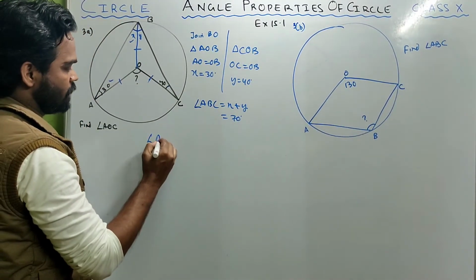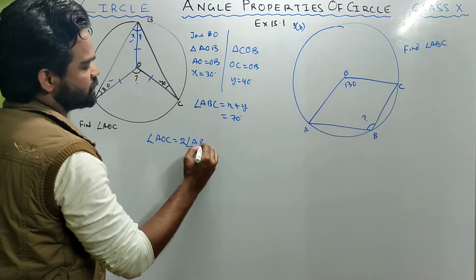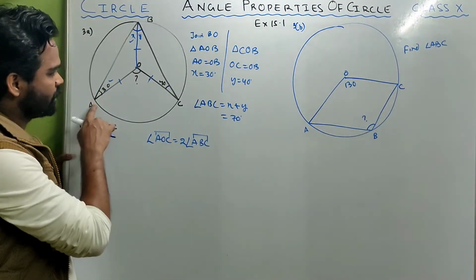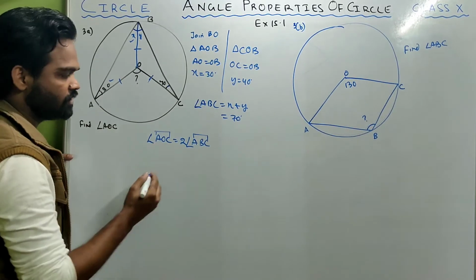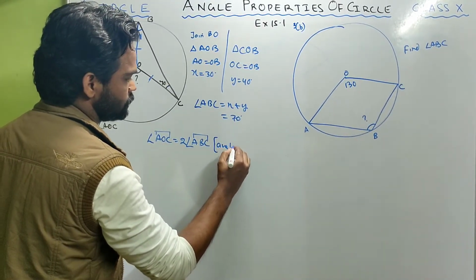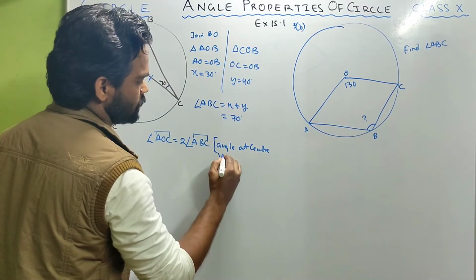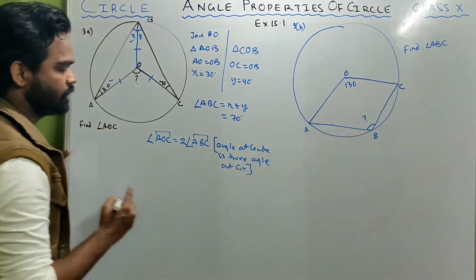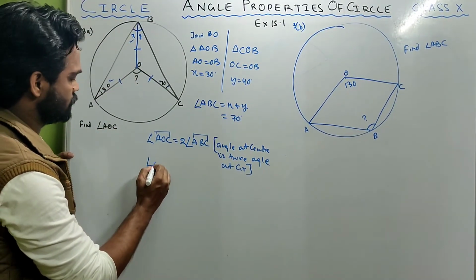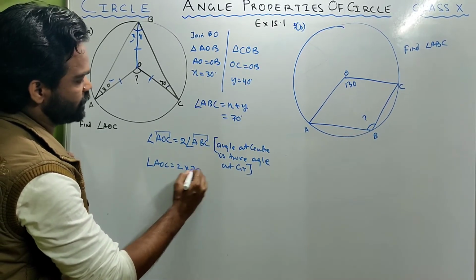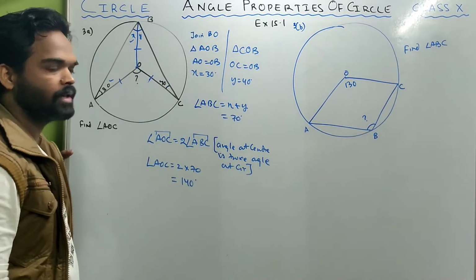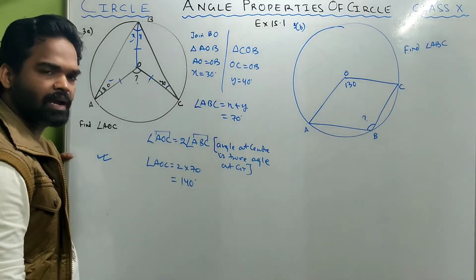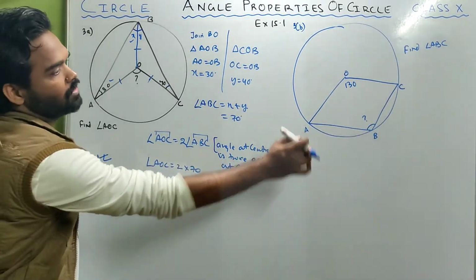Now we know this theorem. Angle AOC will be twice angle ABC. See, angle at the center is double the angle at the circumference, provided the arc is the same, AC in this case. Okay, do write the reason. So angle AOC will be twice of 70, that is 140 degree. Done. Very easy. We use the property of isosceles triangle, and then angle at the center is twice the angle at circumference.